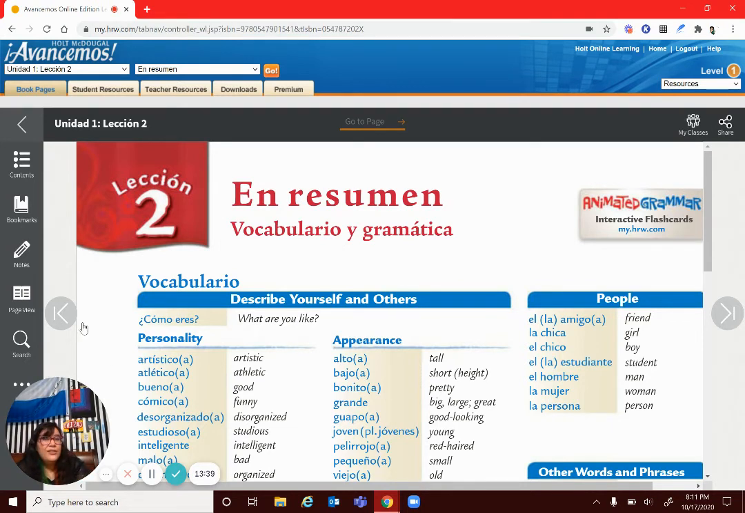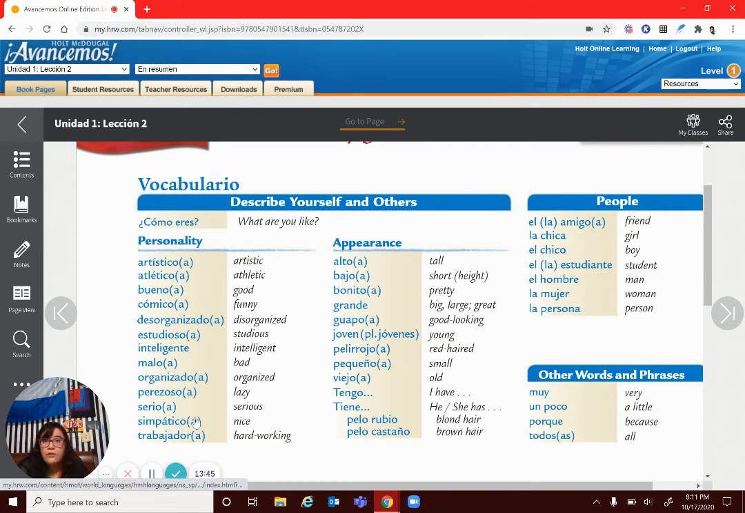And then, just like I mentioned, we had two types of words or adjectives here. You have them categorized under personality, how somebody acts, and appearance, most likely how somebody looks. And then, of course, you have the different people. Are they a man, a woman? Are they a friend? Are they a student? Are they just a person that you're describing? And then, of course, the last one, because you need to use these as adverbs or words to help you with your adjectives, as in, are they very something? Are they a little something? Telling me why. So it's like, I'm artistic because I like to draw, or because I like to paint, or whatever you might do. So giving a reason why somebody's a certain thing.